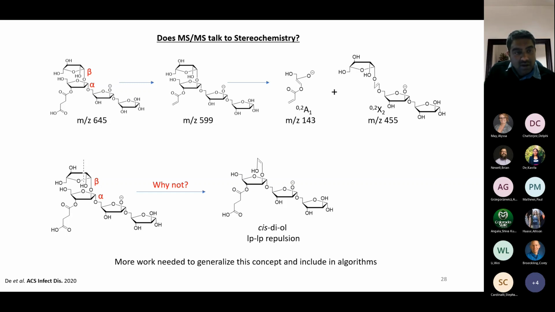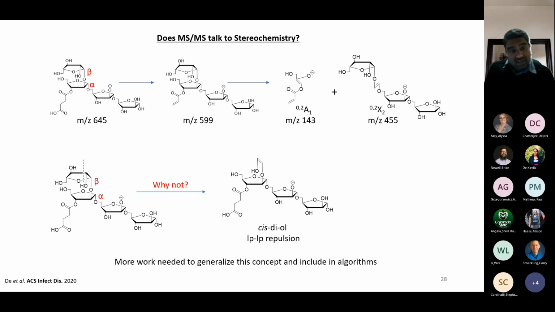Why did this happen? Why is it not breaking this to give this? When the product is forming after breaking the alpha, it is a trans diol. And when the product is forming after cleavage of the beta arabinose, it is forming a cis diol. And in a cis diol, the lone pair repulsion between the two oxygens won't let it be a stable product. So product ion stability governs the mass spec fragmentation. You may get these fragments, but only at high energy. If you put in high energy, you will lose this information of alpha and beta.